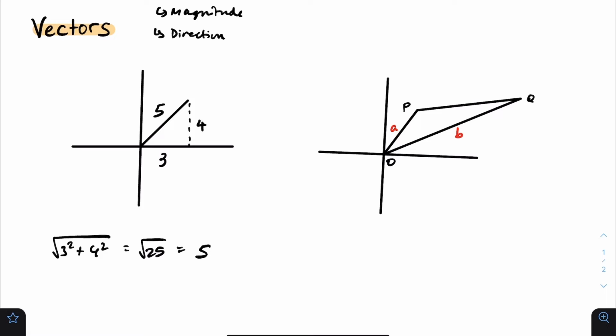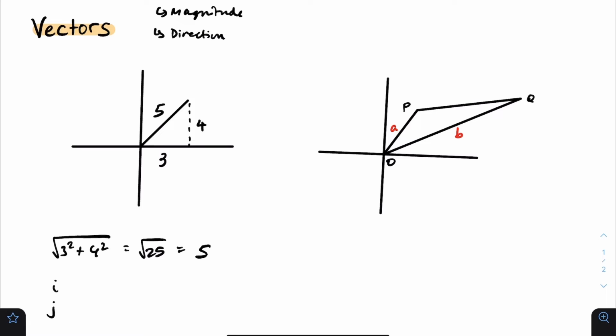Now, it's important to recognize that the magnitude would be the same if we move 3 to the left and 4 up, or 3 to the left and 4 down, or 3 to the right and 4 down. All these quantities are the same. So what we need to do is acknowledge this moving to the right and up specifically. And to do that, we use i and j.